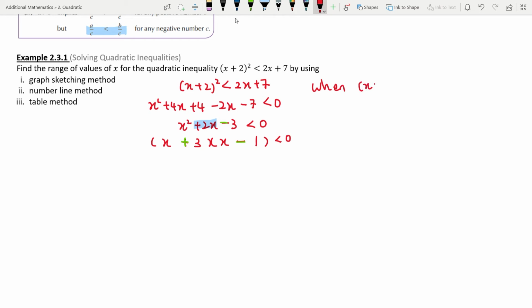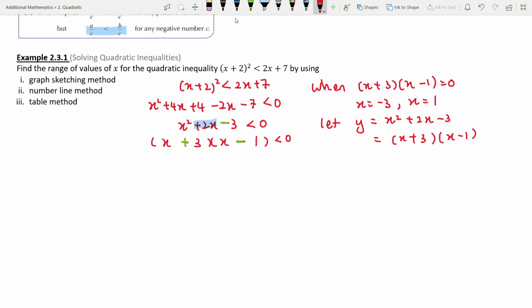When (x plus 3)(x minus 1) is equal to 0, we get x is equal to negative 3 and x is equal to 1. That means the graph will intersect the x-axis at the points x equal to negative 3 and x equal to 1. Then we let y equal to x squared plus 2x minus 3, which is (x plus 3)(x minus 1). By doing so, we are finding the range of values of x where y is less than 0.